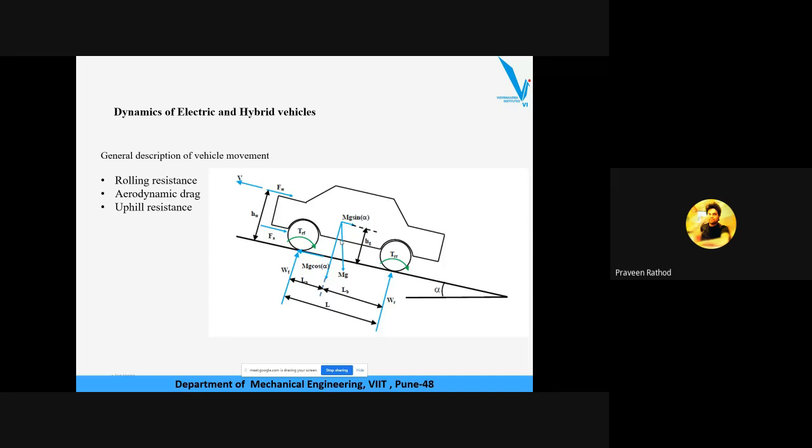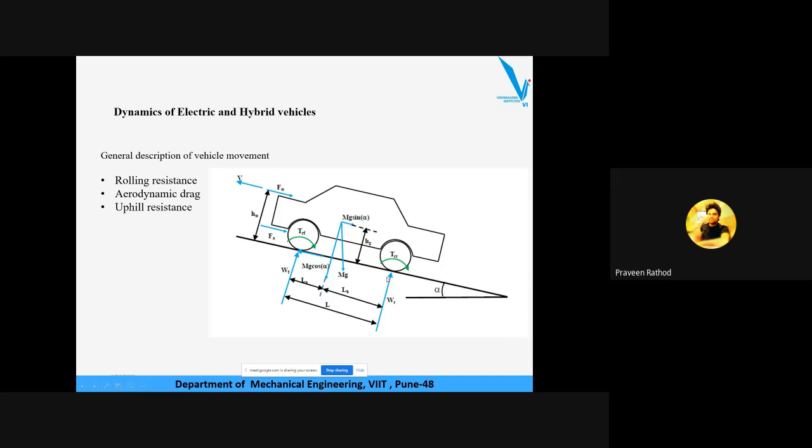And the next thing is the aerodynamic forces, the aerodynamics of the vehicle. And the next thing is the composite mass of the vehicle. These things are all very important whenever we study this general description of vehicle movement. So before going to rolling resistance, aerodynamic drag, and uphill resistance, we need to understand some of the forces which are acting on the vehicle whenever the vehicle is moving in the upward direction.